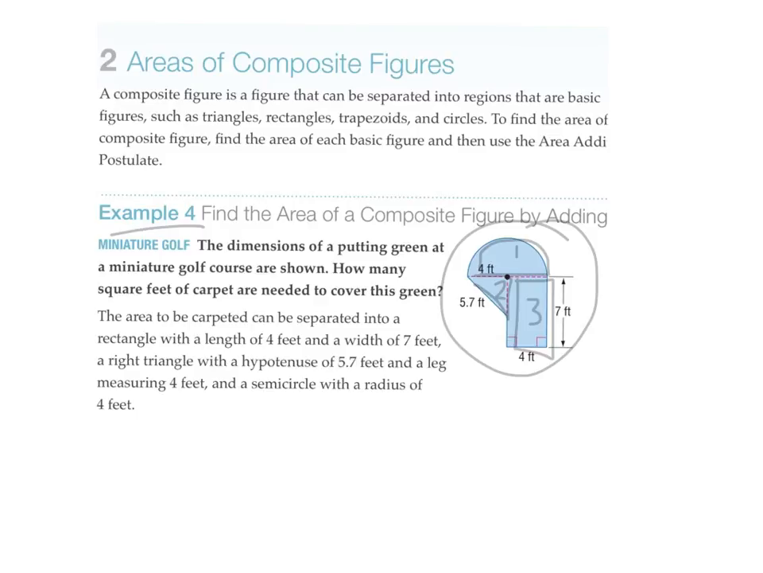And again, you've got a right angle triangle. You know that you've got 4. Can you make the distinction that it's actually an isosceles triangle? You're not quite sure, so do Pythagoras. 5.7 squared minus 4 squared will give you this. You can then find the area of the triangle, and then obviously the rectangle is the easy one. It's length times width, 4 times 7.